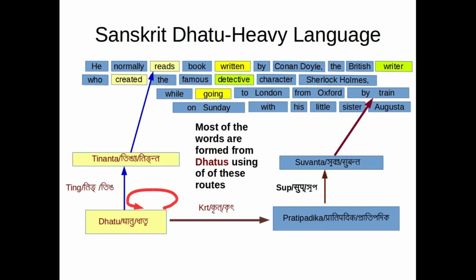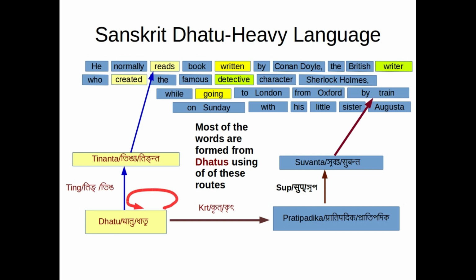For example, if we look here in this complex sentence, we can see only the words reads, created, going, written are related to some action or verb. Also, we can say the words writer and detective also have some relation with some action. But in Sanskrit, most of the words are formed using dhatus, using one of these roots.